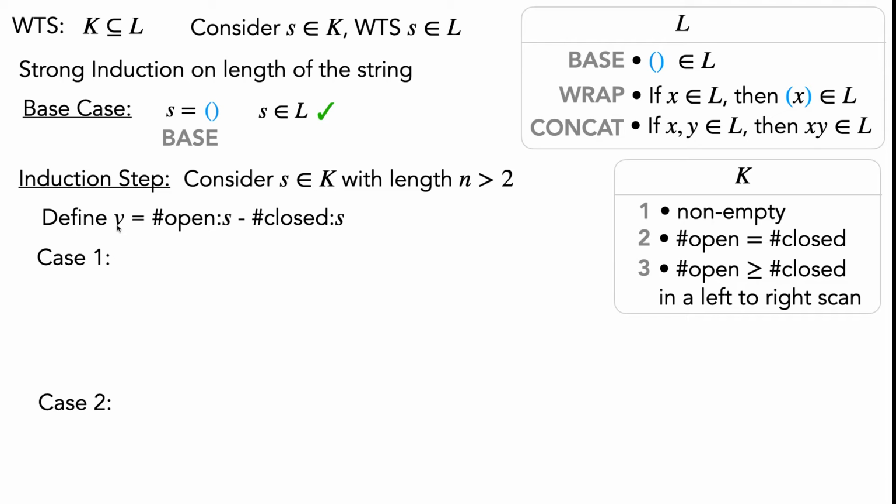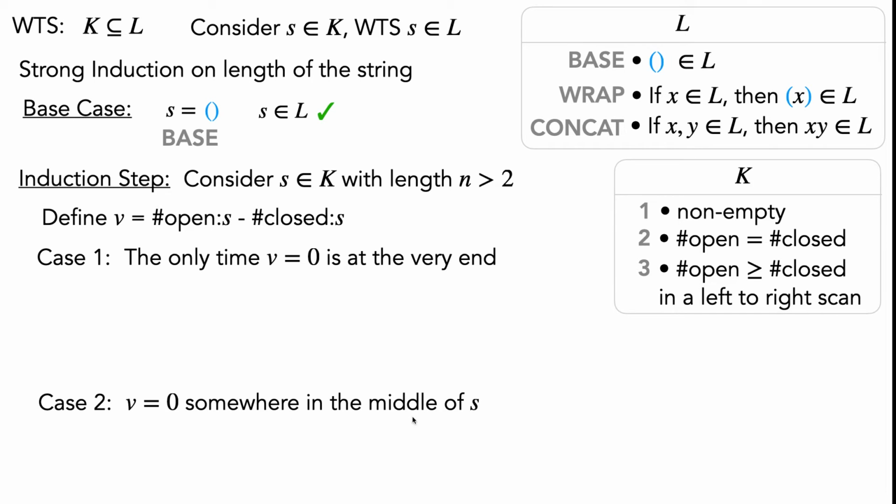Our two cases are going to be case 1, that the only time V hits 0 is at the very end. And of course, the very start always starts off at 0. And case 2 is going to be that V equals 0 somewhere in the middle of S. So to visualize this, let's start off with case 1. What this looks like is something like this.